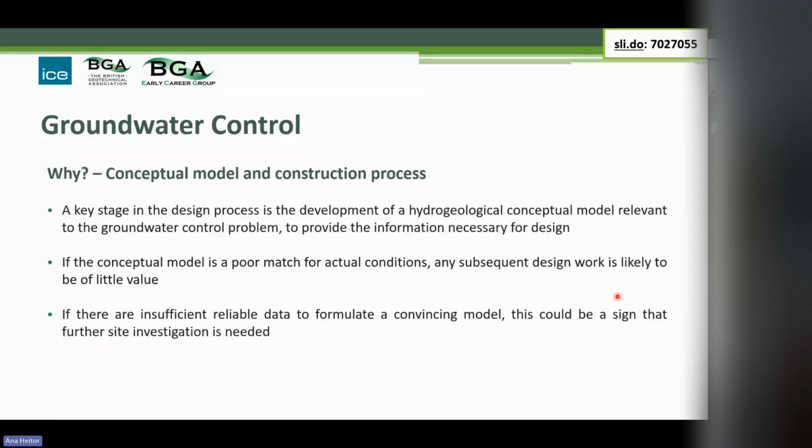It's all about the conceptual model. And William touched on this in a very similar way, and we hadn't confirmed it before this, but you need to develop a hydrogeological conceptual model relevant to the ground control problem to provide the information necessary for design. And if the conceptual model is a poor match to actual conditions, all the subsequent design work, no matter how sophisticated, is likely of little value because you're just not analysing the right thing. The other thing is that when you're formulating a conceptual model, if you're feeling uncomfortable, if you feel there's insufficient reliable data to form a convincing model, that should trigger you really to communicate forward, and it should be assigned further site investigation. Perhaps specific investigation targeted at groundwater might be needed.